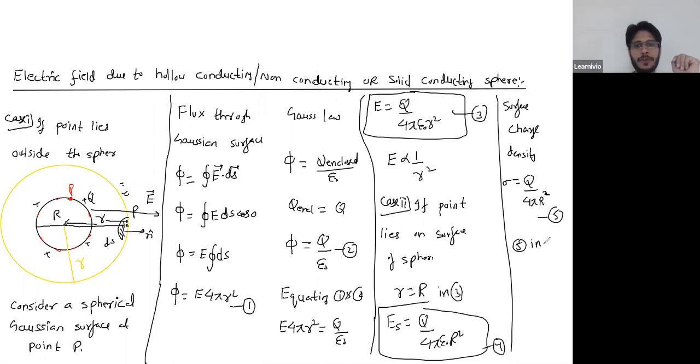If I substitute this 5 in 4, means instead of this Q by 4 pi R square, I use sigma. Jubena, what should be the value of field on the surface? If I use this 5 in 4, then what should be the value of field on the surface? Sigma by epsilon. This is the electric field on the surface of the sphere, sigma by epsilon. So you can either write this in terms of Q by 4 pi epsilon naught R square, or you can write this in terms of sigma by epsilon. Please note it, then we'll calculate field inside the sphere.